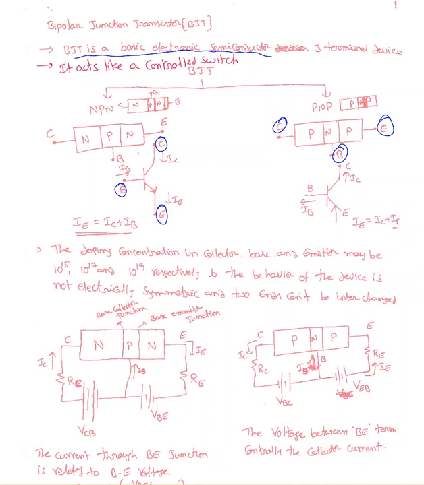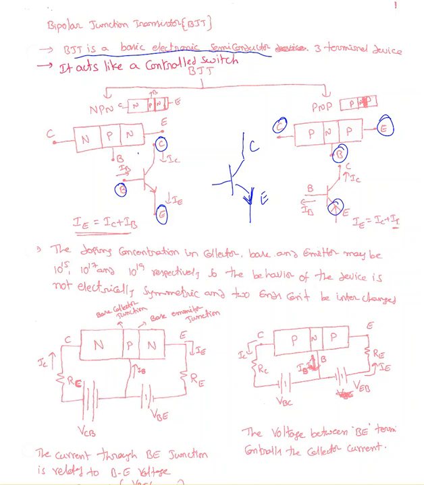This is the symbol, you can see it, NPN transistor and PNP transistor. The difference between NPN and PNP is the arrow. The arrow is always indicated on the emitter. If the arrow is going out, that's an NPN transistor. If the arrow is going in, that's a PNP transistor.